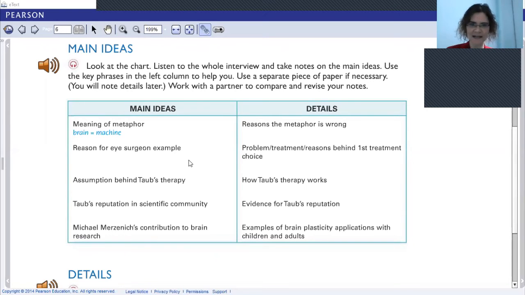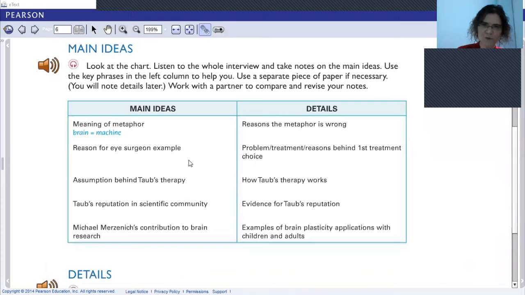The main idea is mostly only one sentence, which in writing would be the thesis statement. In speaking, a speaker will also give you the main idea before they go into the body of their talk. So you see here some main points: meaning of the metaphor, reasons for the eye surgeon example, assumption behind Taub's therapy, and so on.